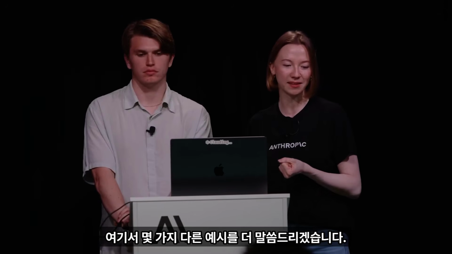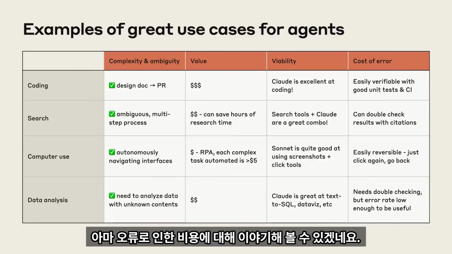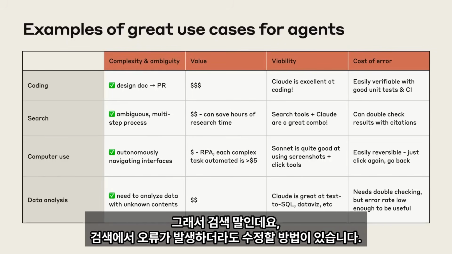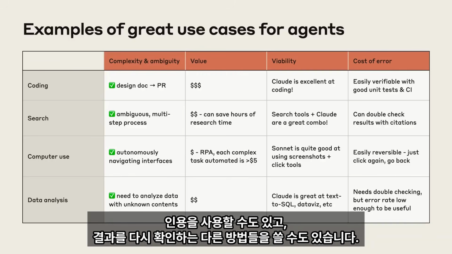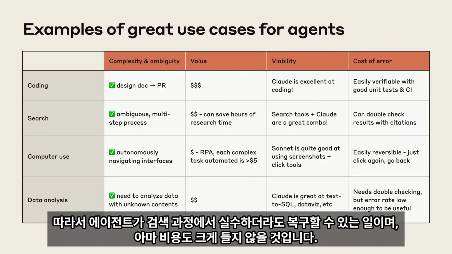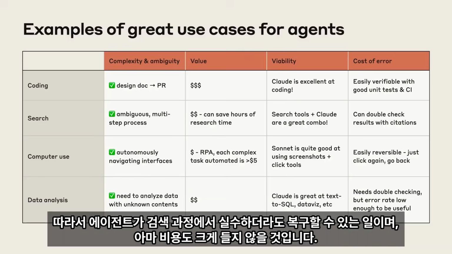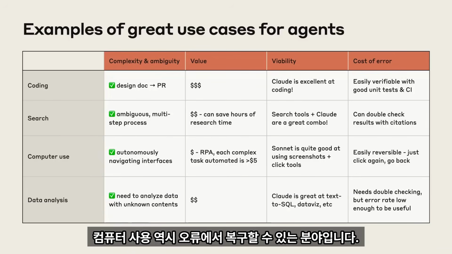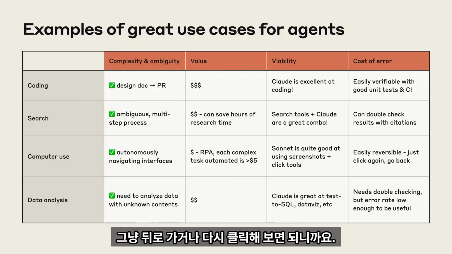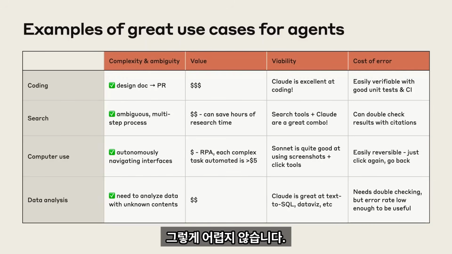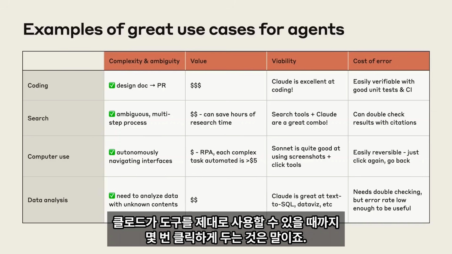A couple other examples I'll mention here. Maybe we'll talk about the cost of error. So search, if we make an error in the search, there's ways that we can correct that, right? So we can use citations, we can use other methods of double checking the results. So if the agent makes a mistake in the search process, this is something we can recover from, and it's probably not too costly. Computer use, this is also a place where we can recover from errors. We might just go back, we might try clicking again. It's not too difficult to allow Claude just to click a few times until it's able to use the tool properly.